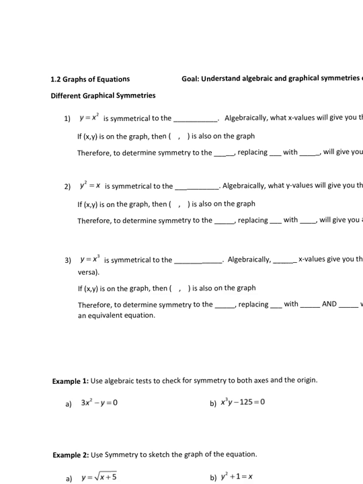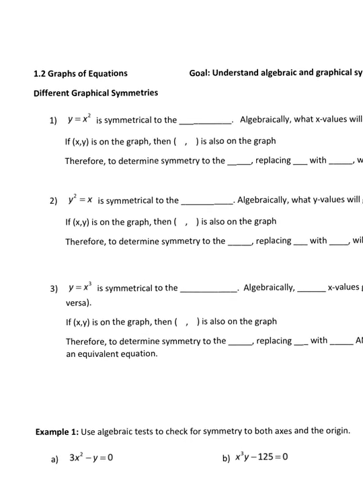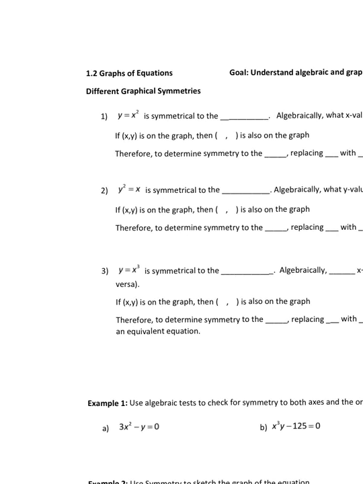Okay, so for 1.2, once we see the graphical symmetry along with how it relates algebraically, I think we'll be in pretty good shape here. So if we look at number 1 here, y equals x squared is symmetrical to the blank. Let's go ahead and just take a look at it graphically.